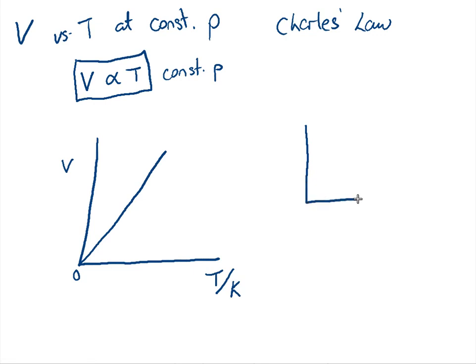Well, again, imagine that we have a sample of gas and the roof of the container is a movable piston that looks something like this. So we have a fixed amount of gas in here, and let's imagine that we have a system at constant pressure. Well, if we change the temperature, i.e. if we add heat, what's going to happen?